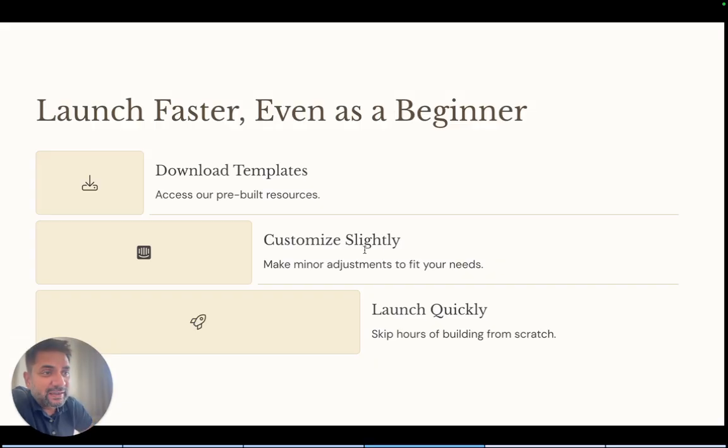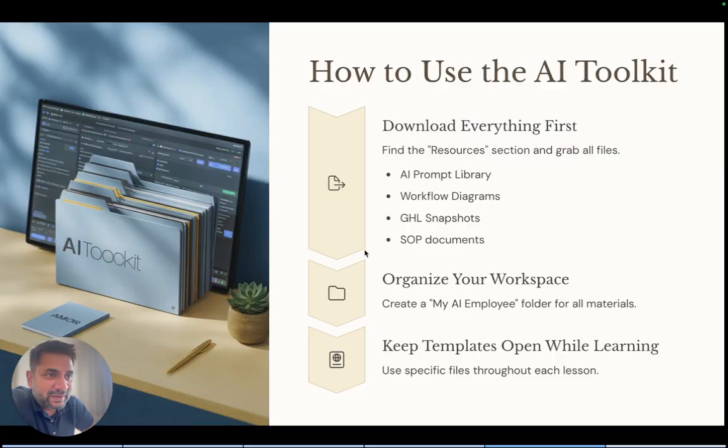Step 2, you organize your workspace. You create a folder on your desktop for Google Drive, label it My AI Employee. Everything you create will live here. Step 3, keep these open while learning. You'll use these templates throughout the course. Every time we teach a new automation or AI workflow, you will be directed to open a specific file or template. Now this turns every lesson from theory to execution.